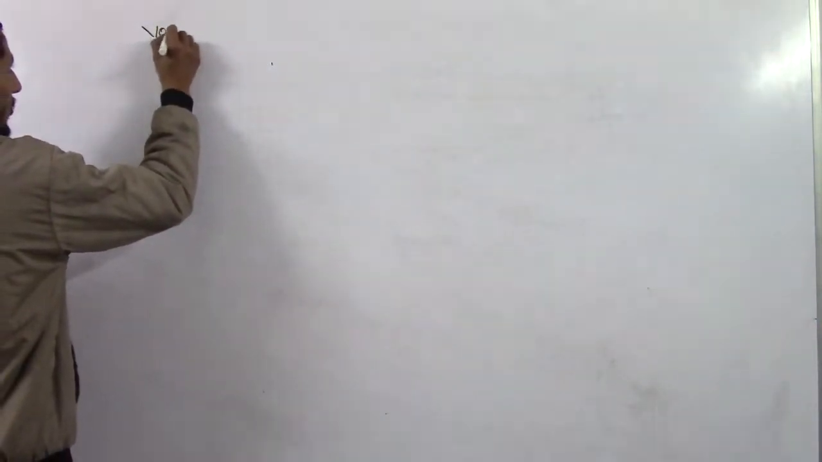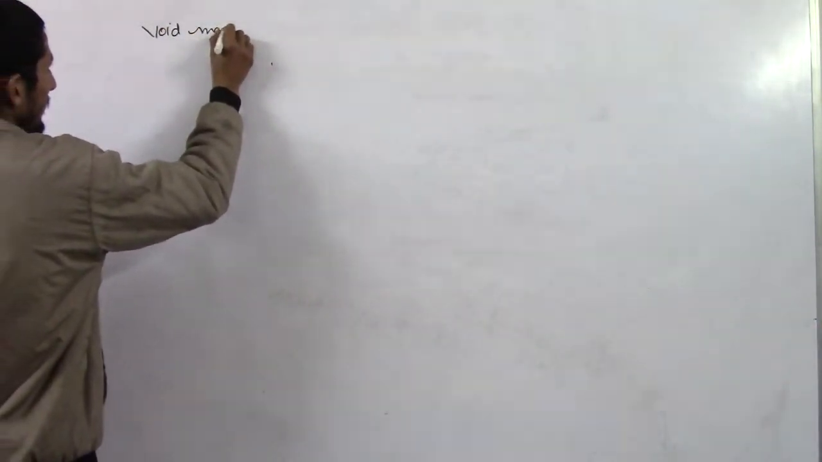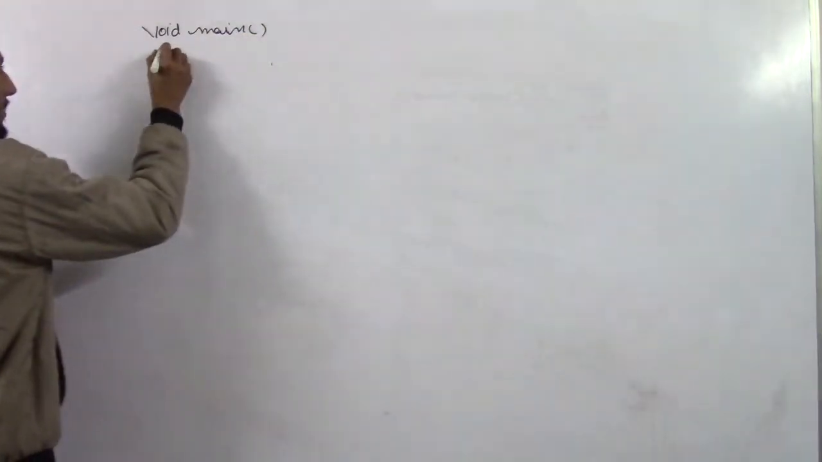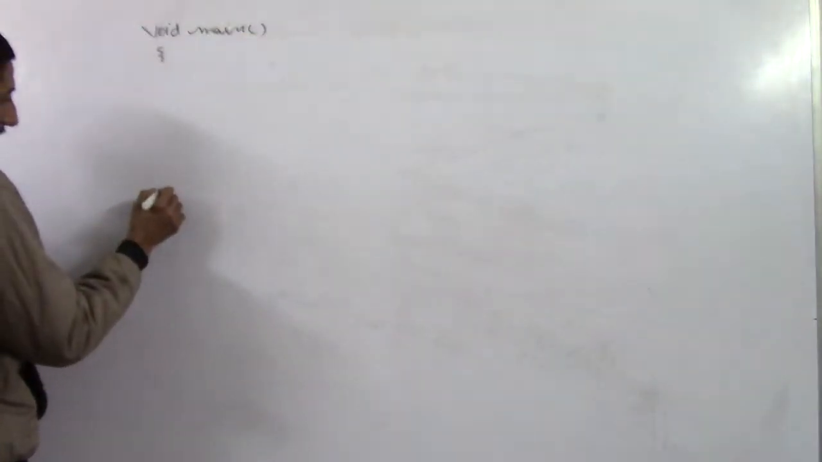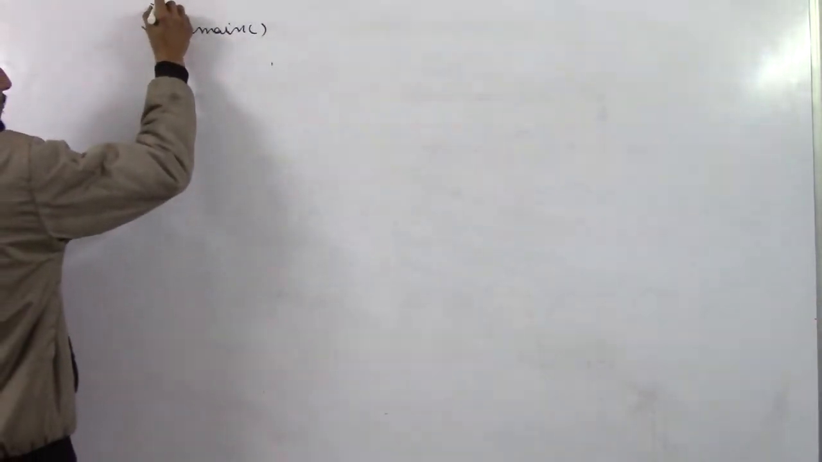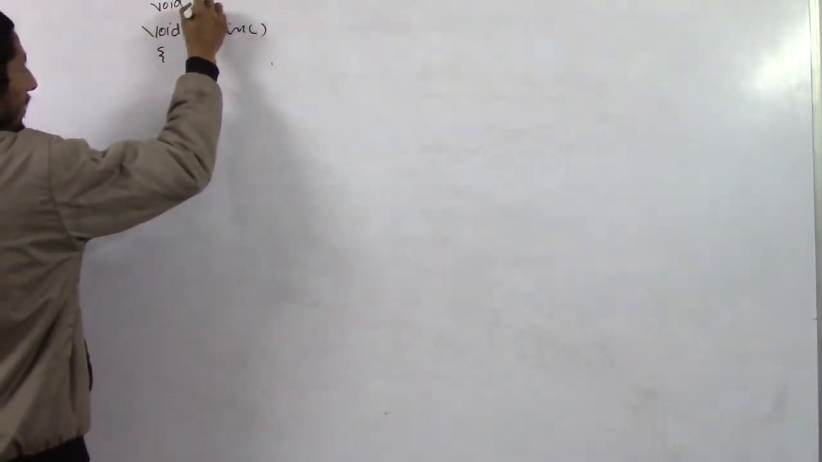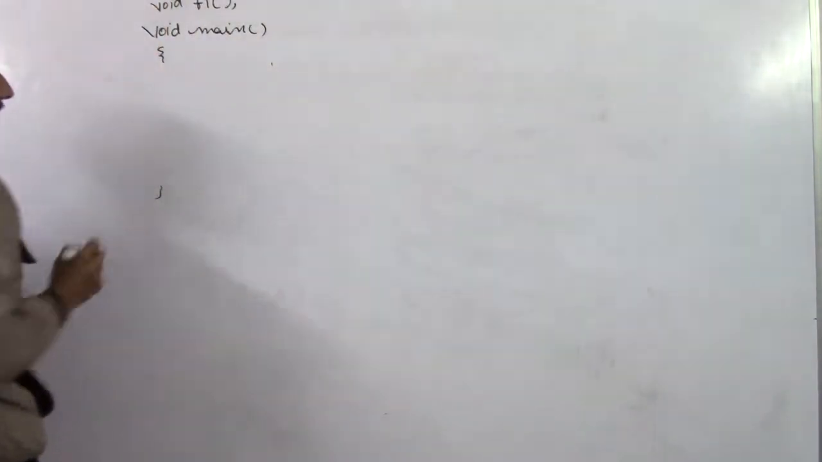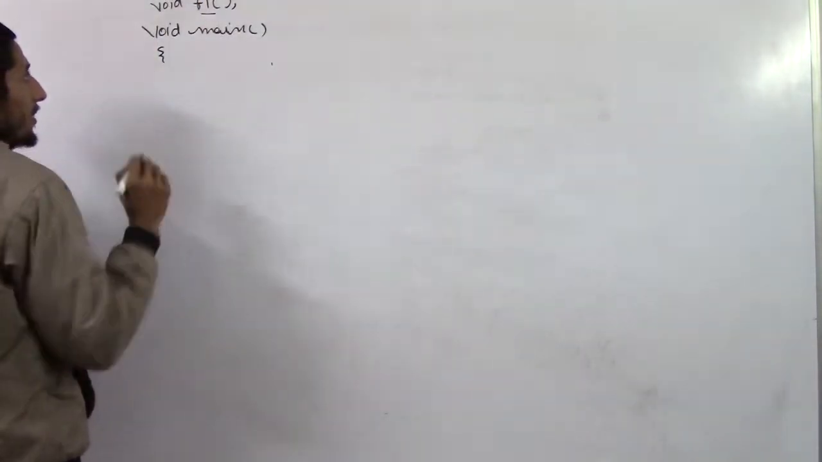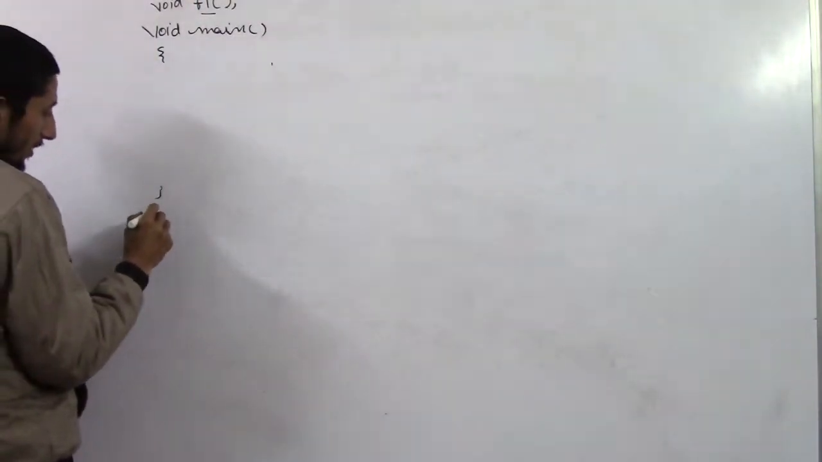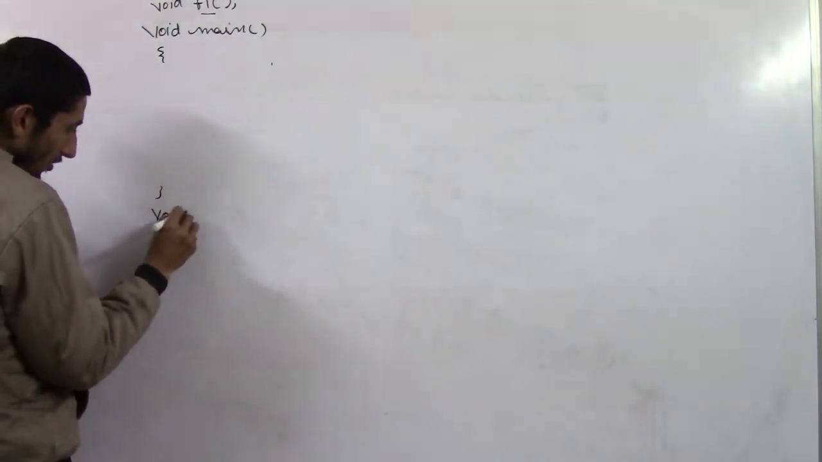Let's say I have designed void main, and in main I have designed a function. Let me define a function void f1. What is the meaning of this? I am instructing the compiler that f1 is the name of a function which I will define after main.